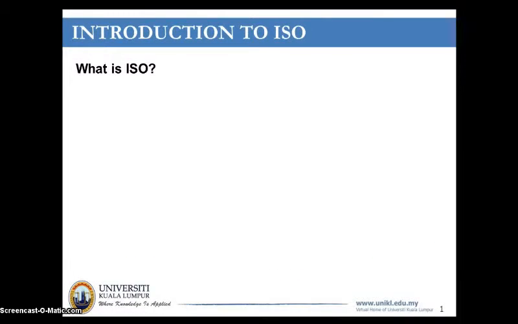Now, let's get back into our topic for today, that is ISO. What is ISO? Actually, ISO is a term defined as the International Organization for Standardization. So ISO is an organization that produces standards.